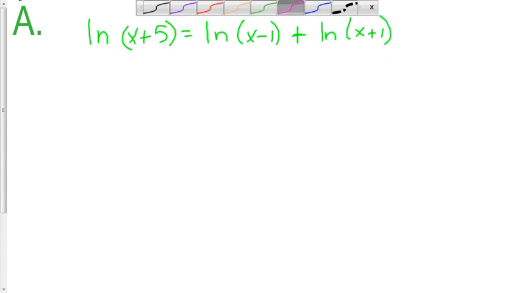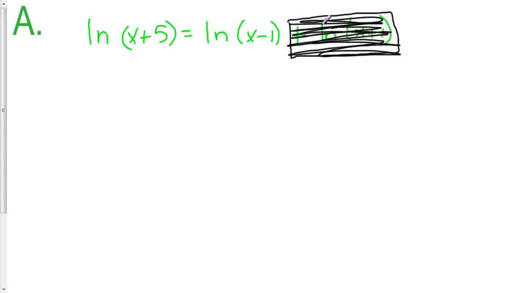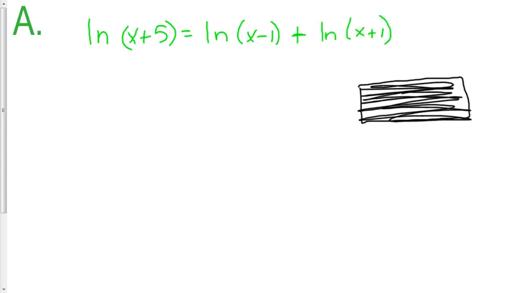Now, this next question. If this were not here, and we just had ln of x plus 5 equals ln of x minus 1, you can just drop the ln's and set x plus 5 equal to x minus 1 because they are equal, and then just solve x plus 5 equals x minus 1. But that is not the case.